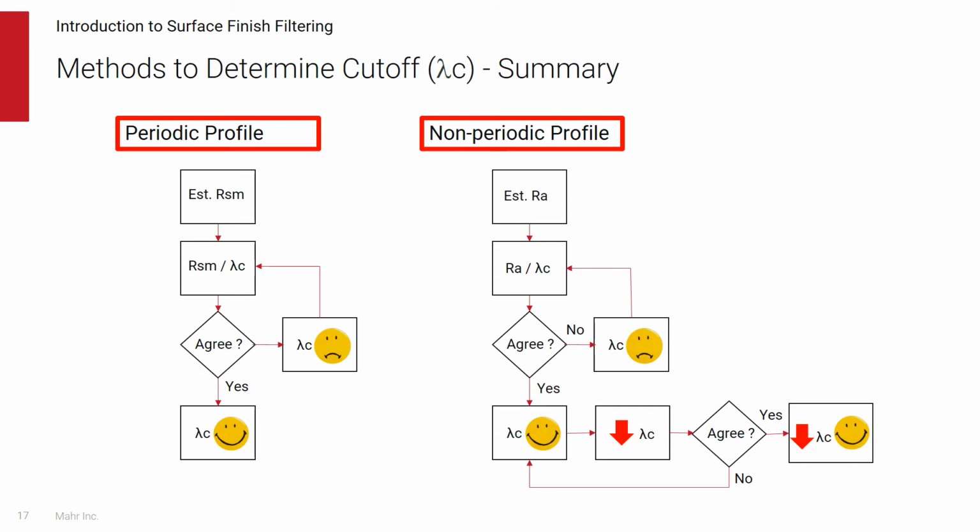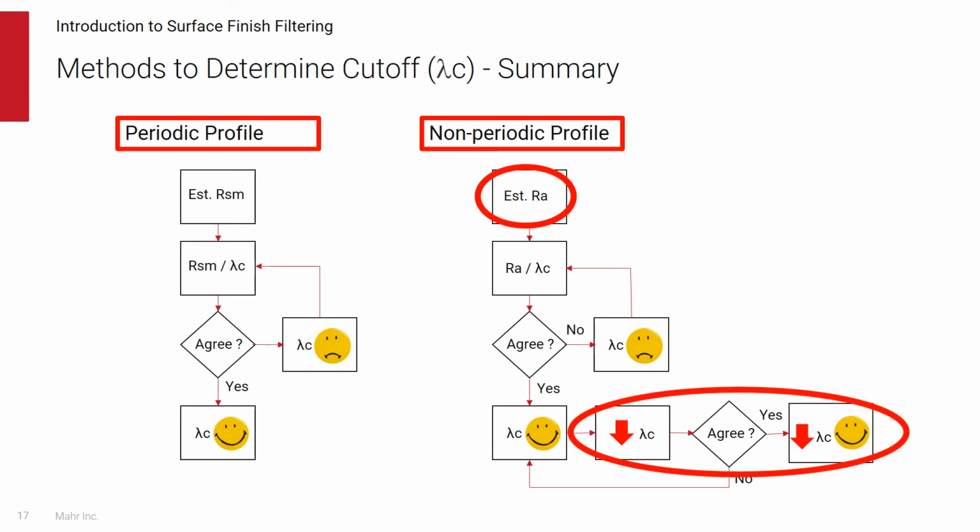You can now see the process for the non-periodic profile is almost identical to the periodic profile. The first difference is the use of the parameters RA, RZ, RZ1 max, or RSM, depending on which standard you are referencing. The second difference is the final step of measuring the profile with the next shortest cutoff.